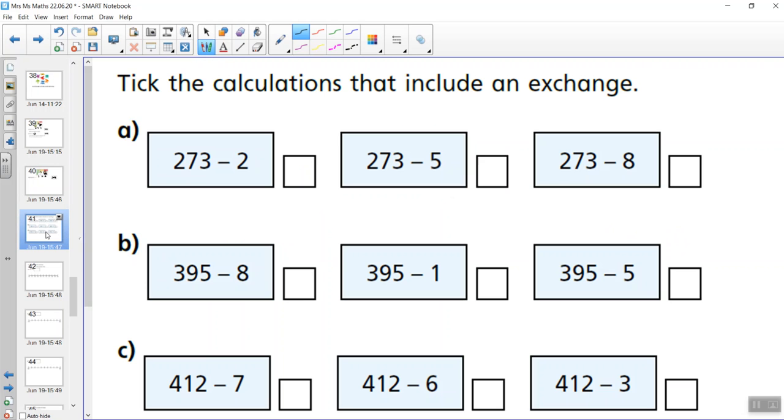Okay, so let's have a look carefully at these now. You can draw them using place value counters if you like. But you're going to tick the ones where you might need to exchange a 10 for 10 ones in order to do this calculation. So pause the video and have a little think about it.